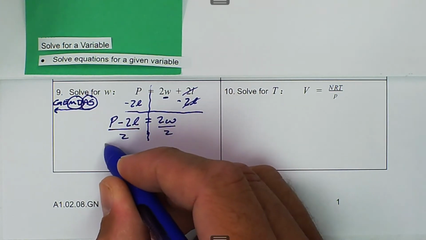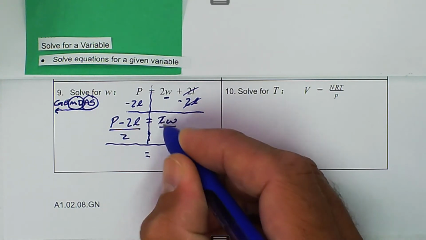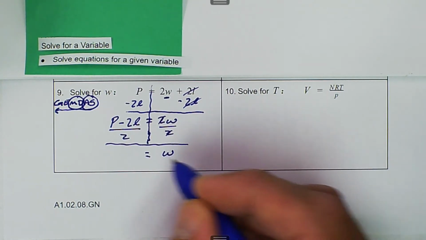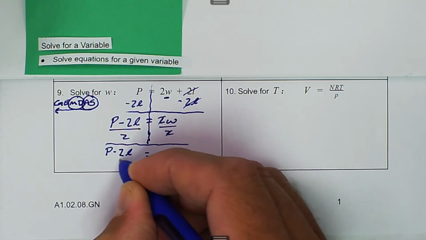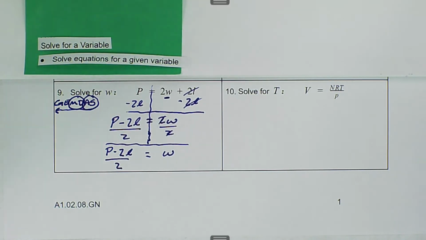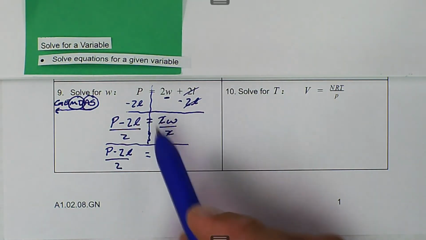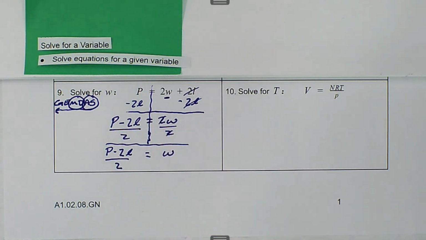And at that point, that's all we can do. So then we get the 2's to cancel, and W is equal to capital P minus 2L divided by 2. That's why I make the L cursive like that, to really illustrate that it's an L and not a 1.